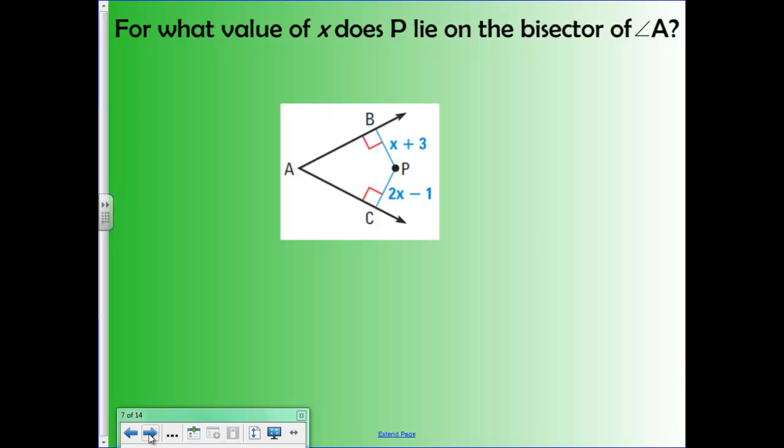For what value of x does P lie on the bisector of angle A? So if I have this angle bisector in here, my angles are equal, they're perpendicular, then I need to know what value of x is going to make them equal. How do we solve? Set them equal. Solve it.